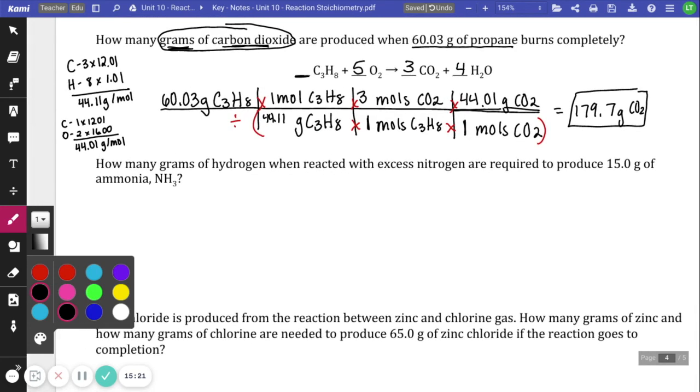All right, guys, I want you guys to go ahead and try to solve this one. So pause the video and try to solve this one, and then restart the video when you're ready to go over it.